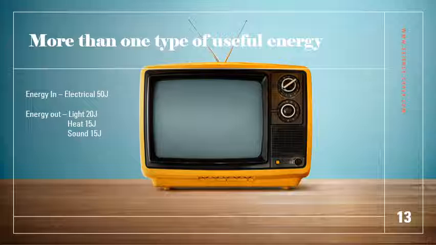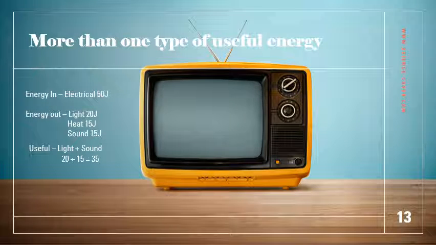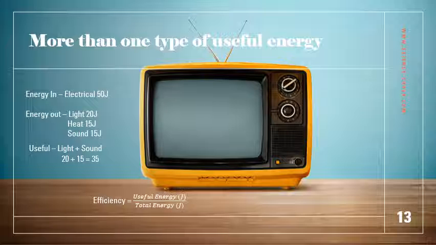So to calculate the efficiency, we use the efficiency equation: useful energy divided by the total energy. Now the useful energy is both the light and the sound. So we've got 20 joules of light plus 15 joules of sound, which gives us 35 joules of energy. The total energy in was 50 joules of electrical energy. So we're doing 35 divided by 50, and this gives us 0.7.